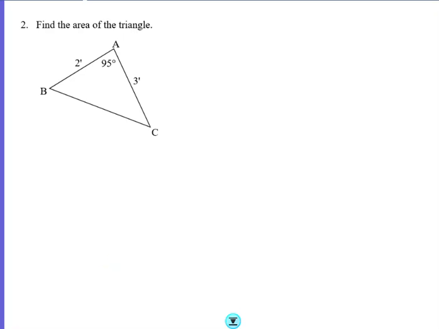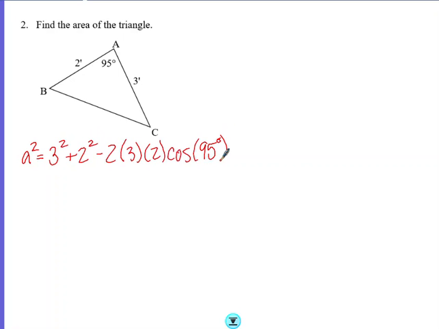So we are trying to find side a. For the law of cosines, we have a squared equals b squared plus c squared minus 2bc cosine of A. Let's plug this in the calculator.